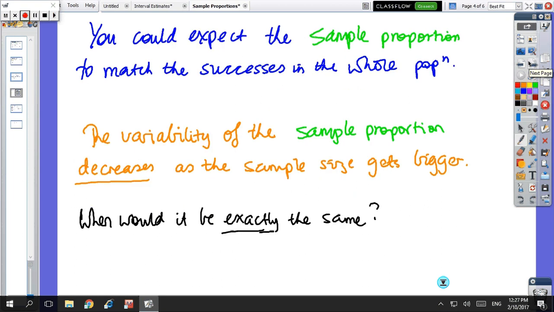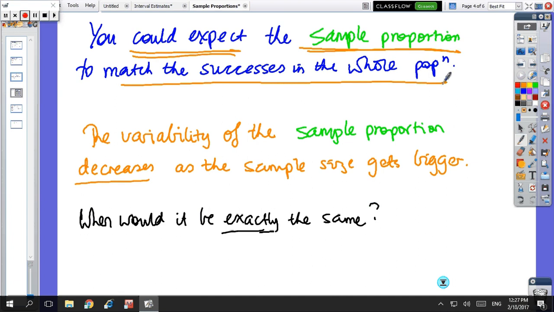Now, you could expect the sample proportion to match the successes if you looked at the whole population. And obviously the bigger the group, the better the group. So we talk about variability in the sample proportion. It decreases as the sample gets bigger. The bigger the group, whatever answers you get would be more likely to be the answer that you'd expect for the population.